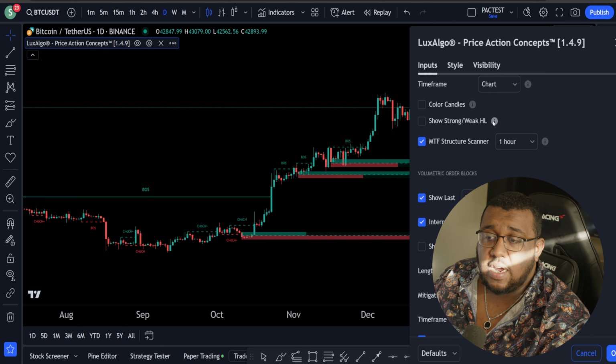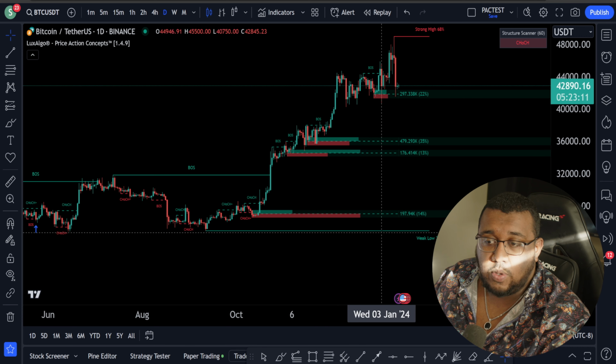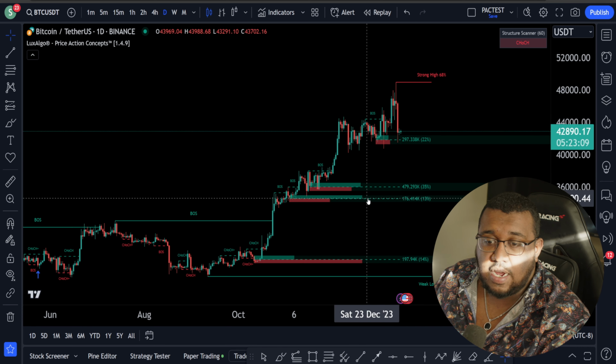Show strong, weak, high, low. This is if you are very new to trading and you just hopped on the software and don't know what a strong, weak, high, low looks like. It's just a little bit of support versus a little bit of resistance. If you feel like you need it, go for it. You're going to see right here, we don't have them all too often. Weak low right here, strong high right here.